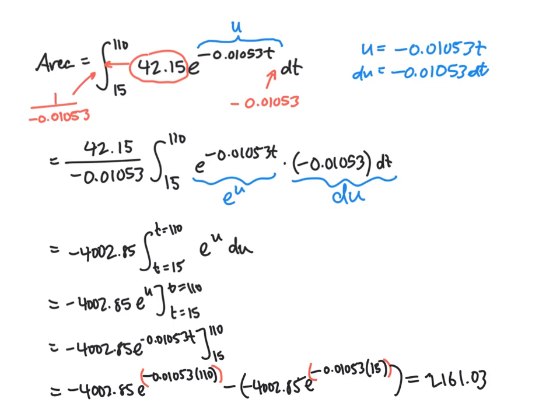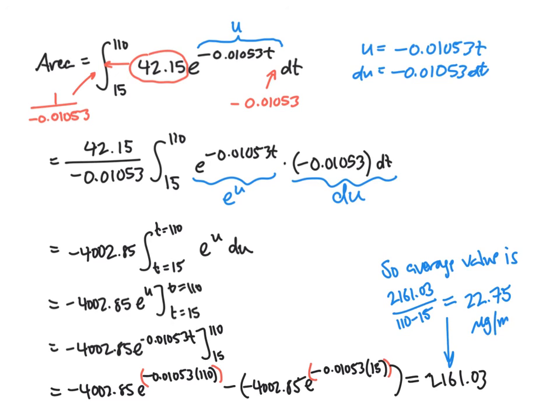So that's the area under my curve. But as we discussed previously, that means that the average value is going to be that area divided by the base of that rectangle that we drew, which in this case was 110 minus 15, in other words 95. When we work that out, we get 22.75. And the units here, if you go back and read the original problem, the units were micrograms per milliliter. So that would be our final answer.